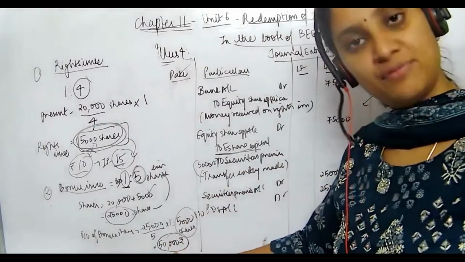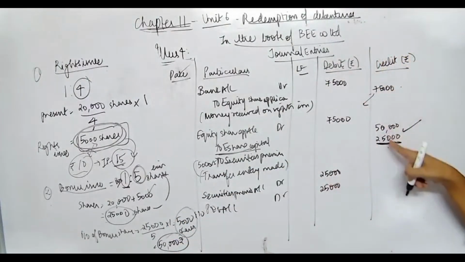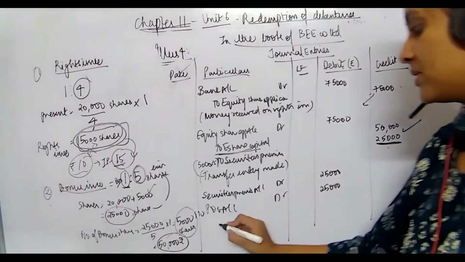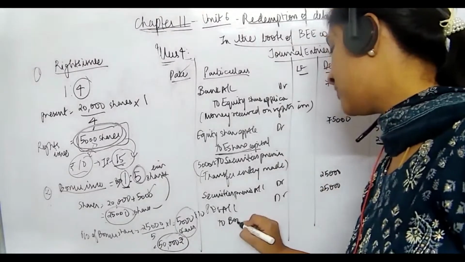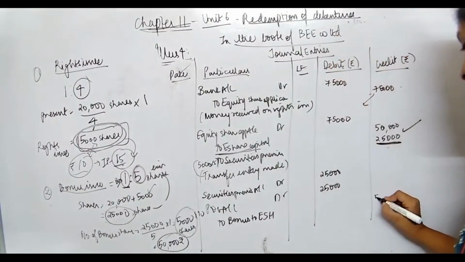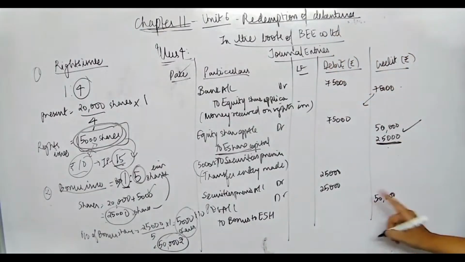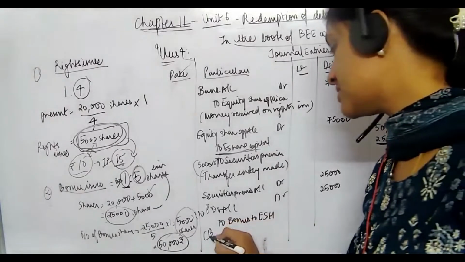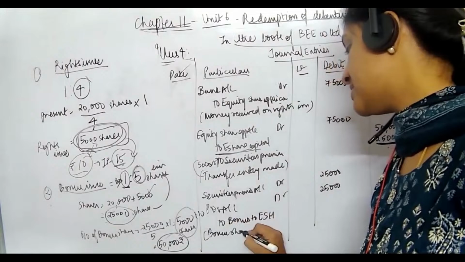25,000 total. I need 50,000. This 25,000 is coming from the securities premium. So the remaining 25,000 will come from your P and L. What will be the entry? To bonus to equity shareholders 50,000. What is this? Bonus to equity shareholders 50,000. So this is the bonus shares announced.